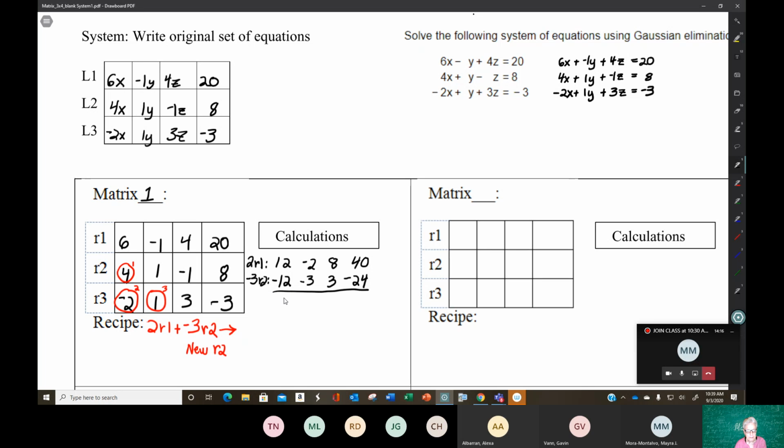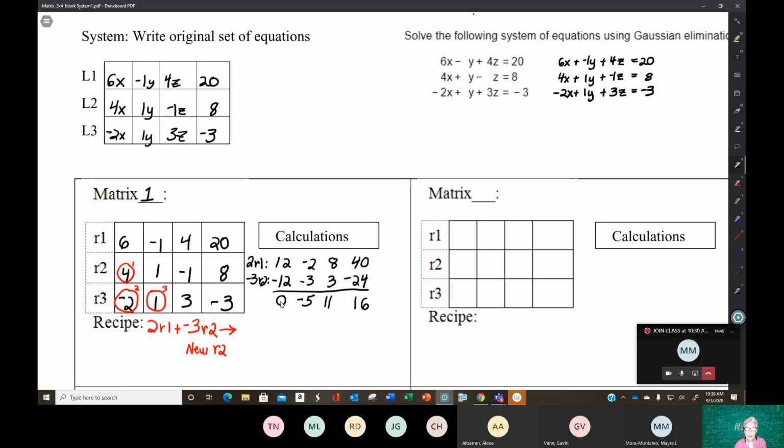12 plus -12 is 0. -2 plus -3 is -5. 8 plus 3 is 11. And 40 minus 24, we'll have 10 minus 4 is 6. And 3 minus 2 is 1. That's going to be 16.